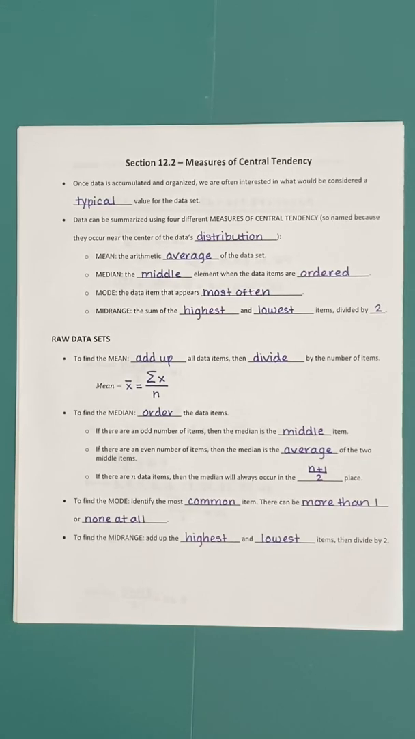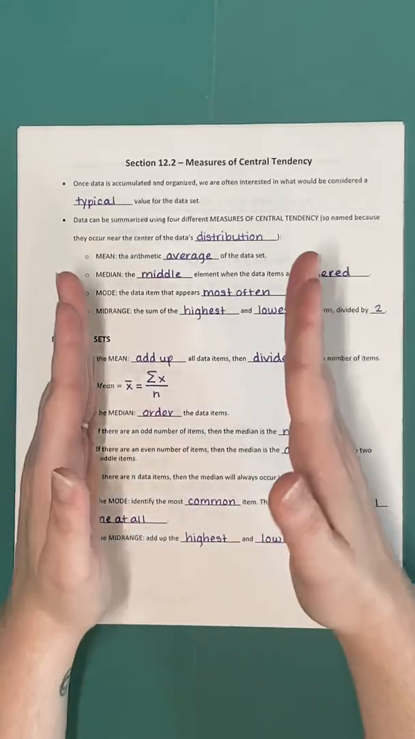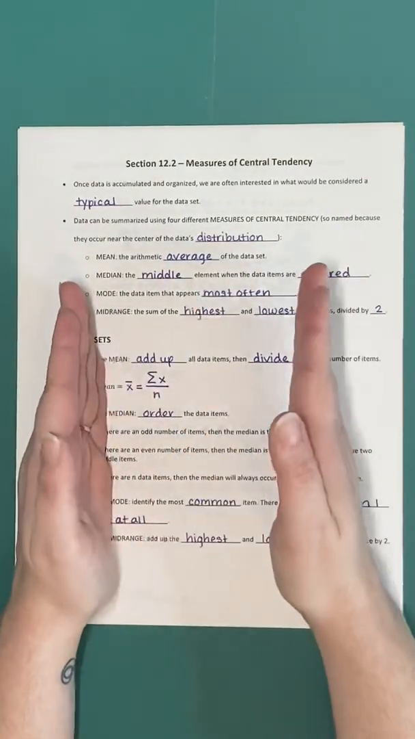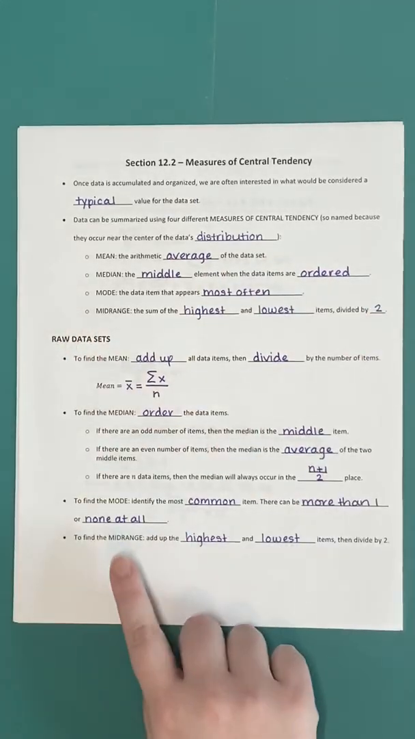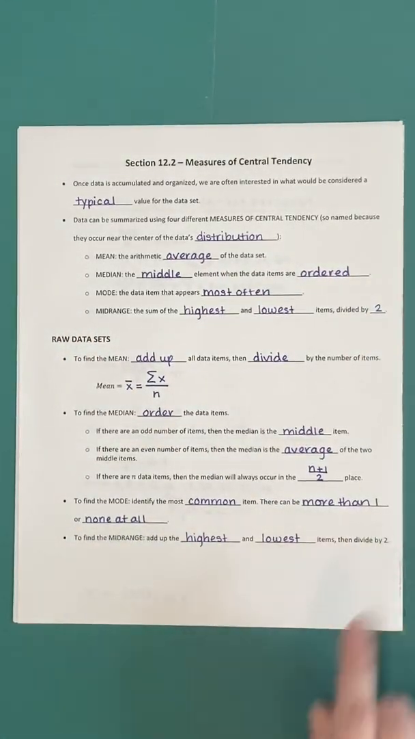And then for the mid-range, it's defined using the range, in other words, highest to lowest. It's the range of values, the length from highest to lowest, and then mid just means divide by 2. So that's how we find our mid-range.